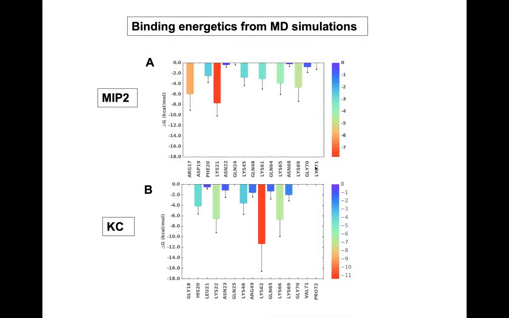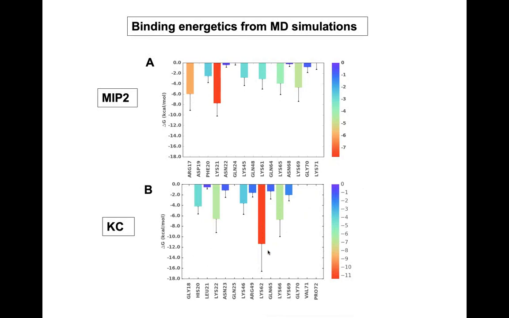But that's once again hydrogen bonding lifetime, so we can convert that into energies. Once again, we can see right away for MIP2, these two, arginine 17 and K21, show the highest energy, whereas the corresponding helical residues show less contribution, whereas for this protein, the corresponding helical residues show higher binding affinity.